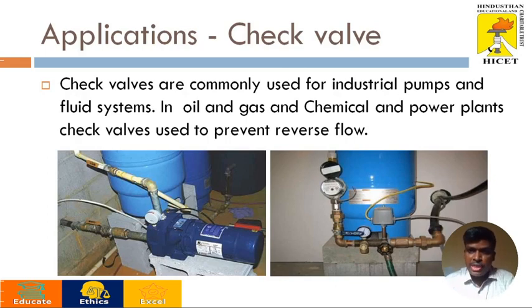It's mainly used for the prevention of reverse flow in a piping system. And it's a commonly used type in industrial pumps and fluid applications, as well as oil and gas industries, in order to prevent the backflow. So this is the check valve that we use for the prevention of reverse flow applications.